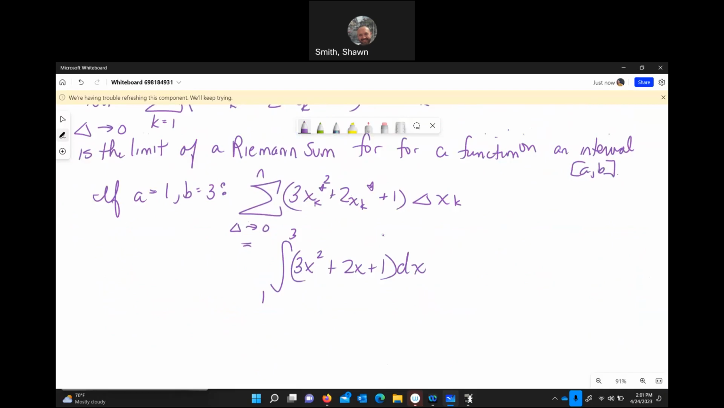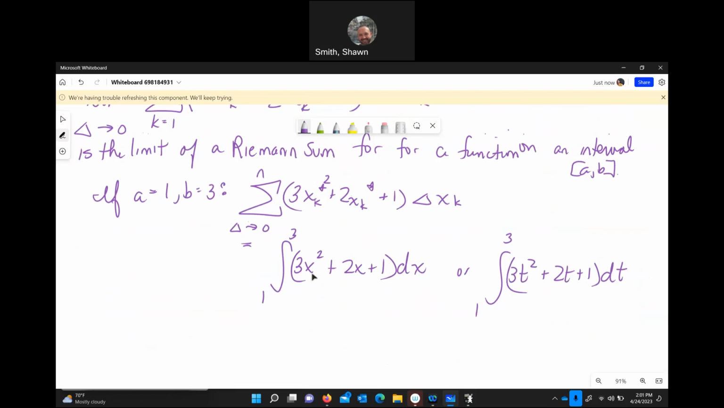You could use any variable you want. Most of the time, x is the typical variable, or if I want to say t, I can still go 1 to 3 of 3t squared plus 2t plus 1 dt. It doesn't matter what variable you're looking at, right?